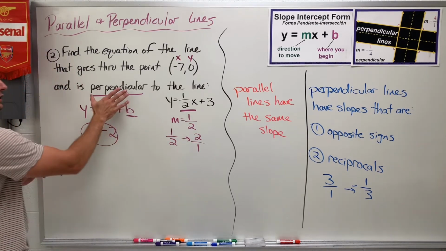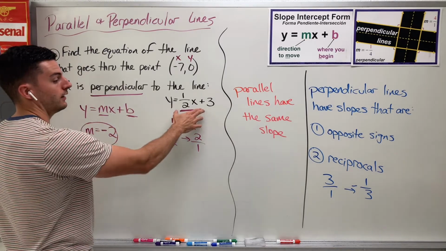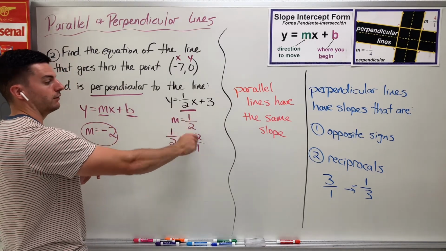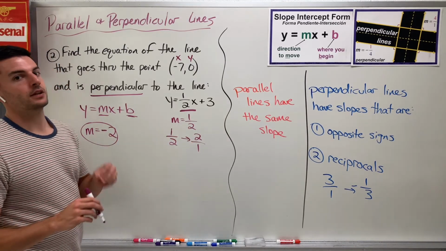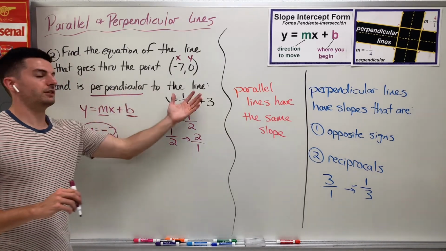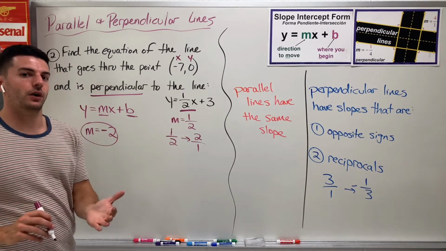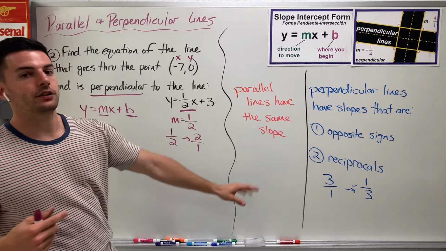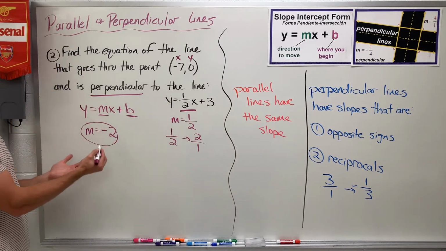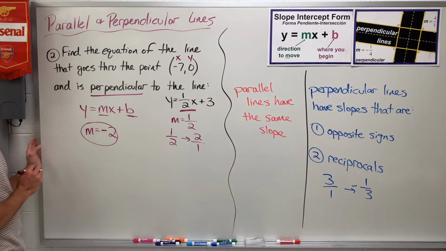That's what I know. If I know that it's perpendicular to this, I can take that slope, flip it, opposite sign, and that tells me my slope. So again, telling you that it's perpendicular is a really indirect way of telling you what the slope of your line is. You just have to do a little bit of work to find that, okay? But now I know the slope. Awesome, that's half of my puzzle here.